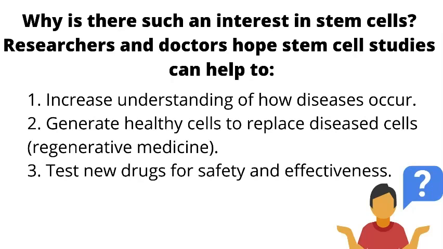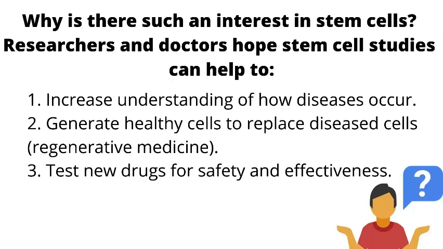The third one is to test new drugs for safety and effectiveness. So, before using investigational drugs in people, researchers can use some types of stem cells to test the drugs for safety and quality. New areas of study include the effectiveness of using human stem cells that have been programmed into tissue-specific cells to test new drugs.